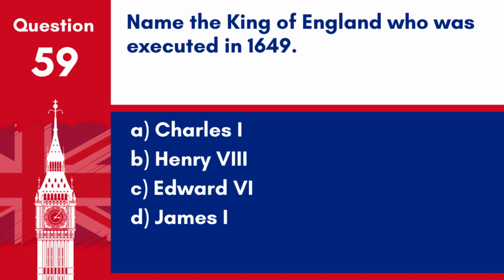A. Charles I. B. Henry VIII. C. Edward VI. D. James I. Answer A. Charles I. King Charles I of England was executed in 1649 after being convicted of treason, marking a critical point in the English Civil War.